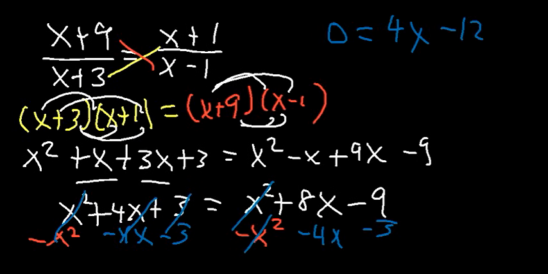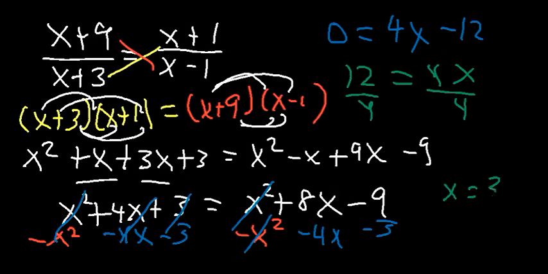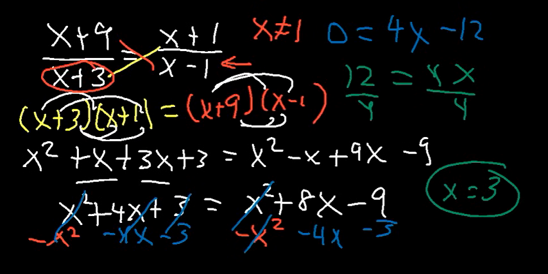Let's move the 12 to the other side. So 12 is equal to 4x, and then let's divide both sides by 4. So x is equal to 3. Now, based on this denominator, x can't be positive 1. And for this one, x cannot be negative 3. But it can equal positive 3.